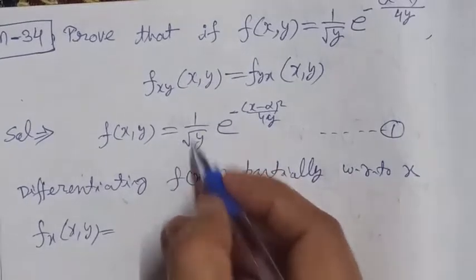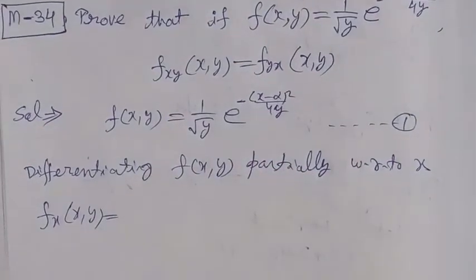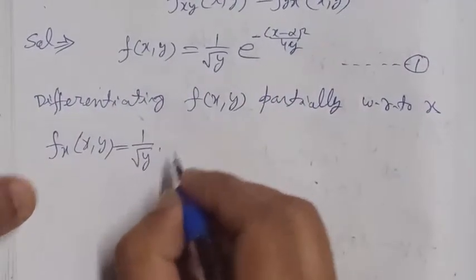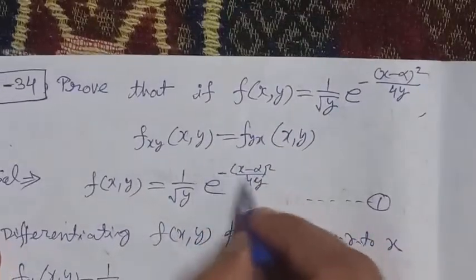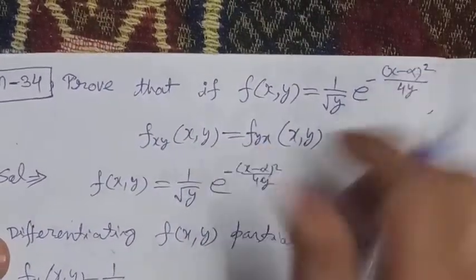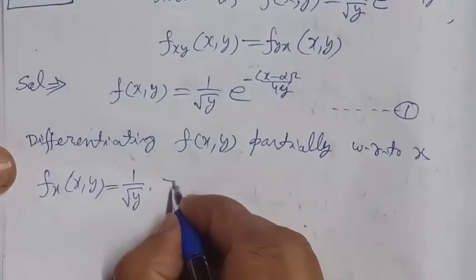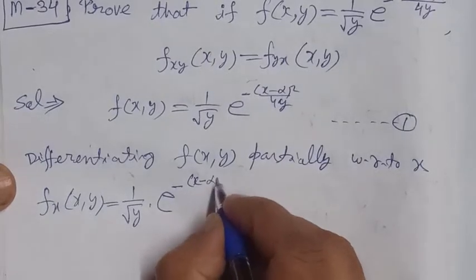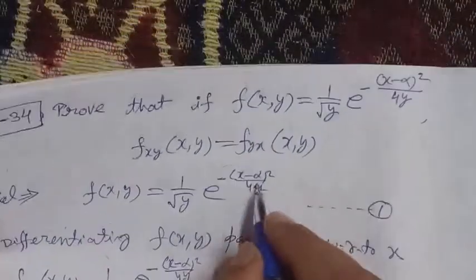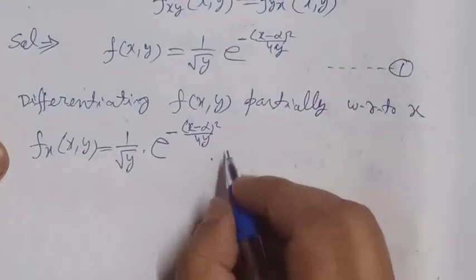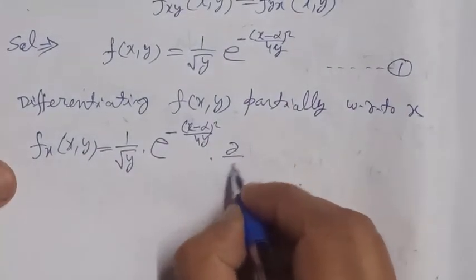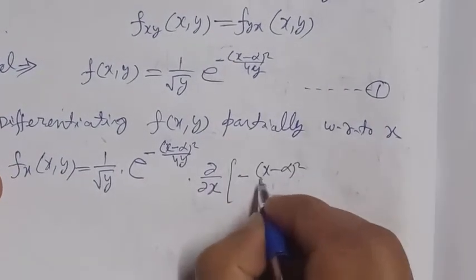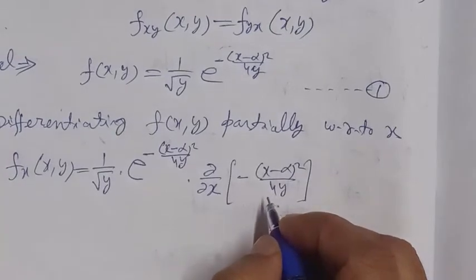For x, 1 upon square root y is constant, so I take it out as a constant and differentiate, considering this value is x, e to the power x. Differentiation of e to the power x is e to the power x. But here the exponent is not x, so by chain rule we must differentiate it with respect to x partially. So I differentiate minus (x minus alpha) whole squared upon 4y partially with respect to x.